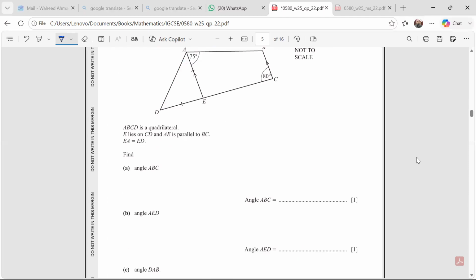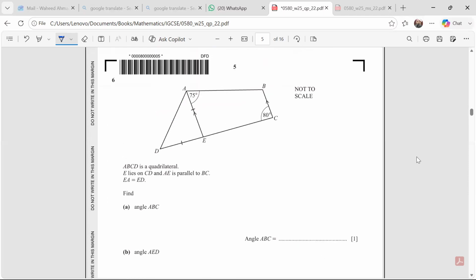Okay, this is interesting. We have this A, B, C, D, a quadrilateral, right? And E is a point on this line such that this DE is equal to AE. That's why this line shows this one, right? And this arrow shows that this EA line is parallel to the CB line. So let's try to find all the angles.